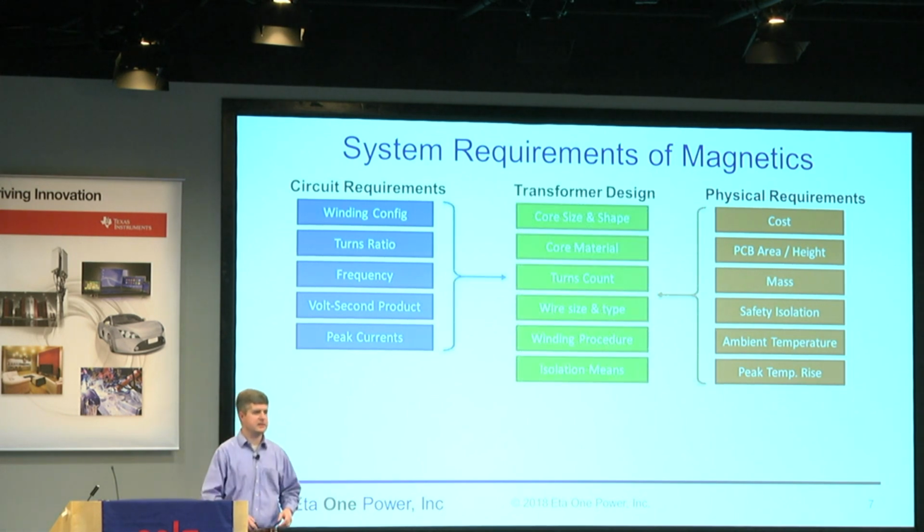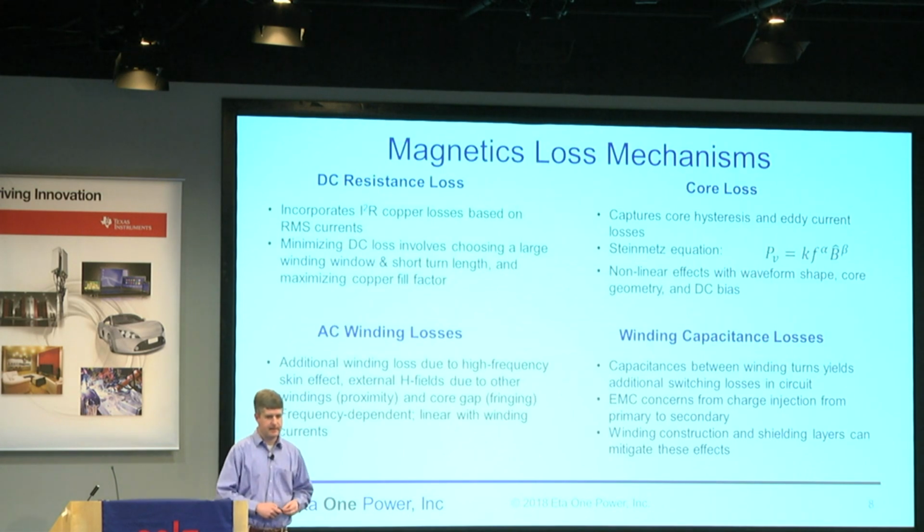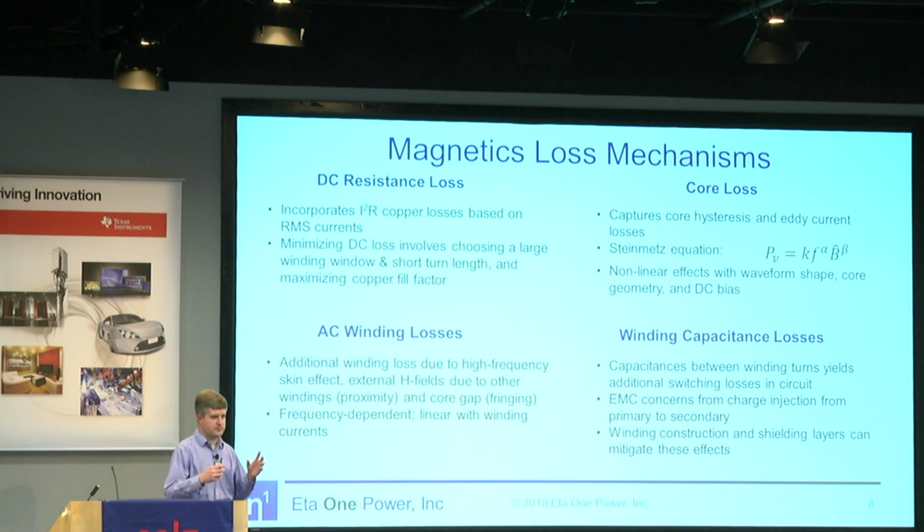So all these requirements come together to define a bunch of decisions you have to make about the transformer itself, like core size, shape, core material, turns count, wire size and type, winding procedure, and the means of achieving the isolation requirements you have. So taking those requirements, you want to design the most efficient, the smallest power supply that meets, or magnetics, transformer, inductor that meets your requirements.